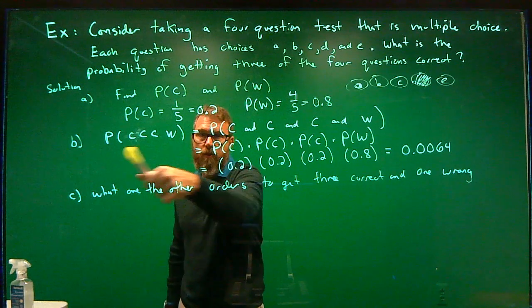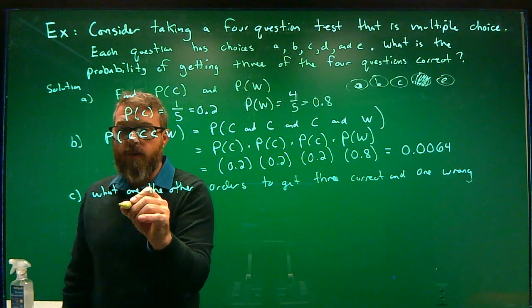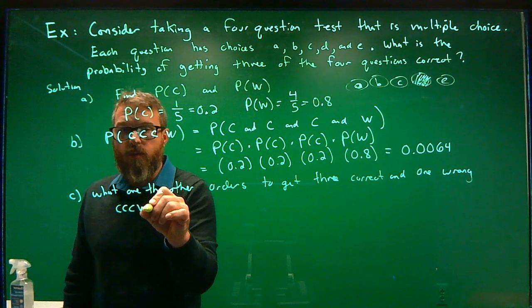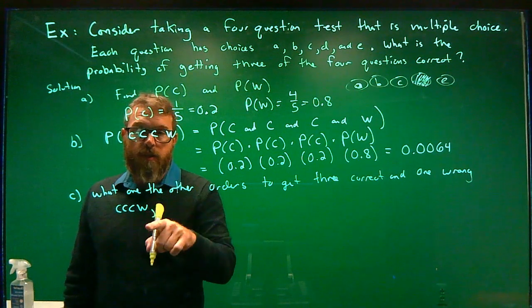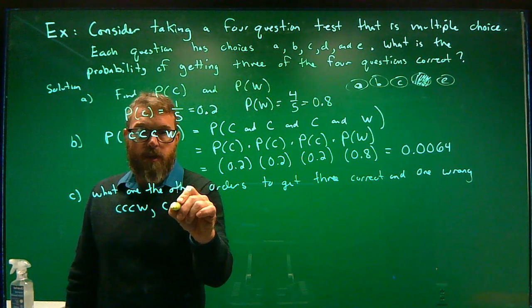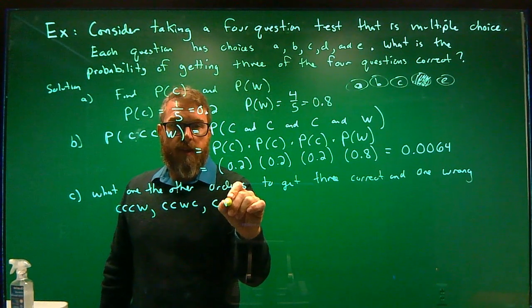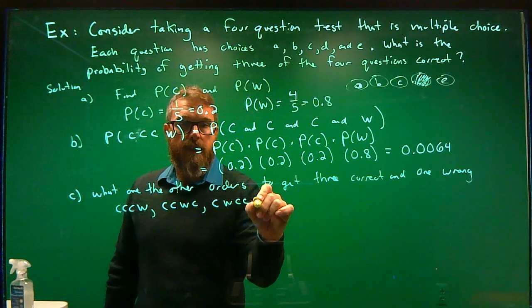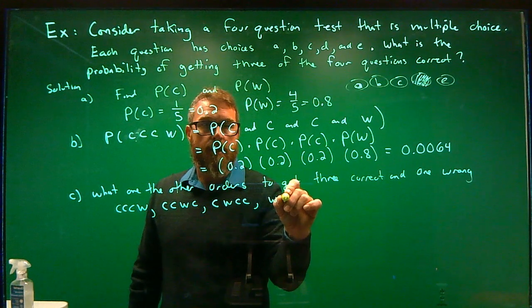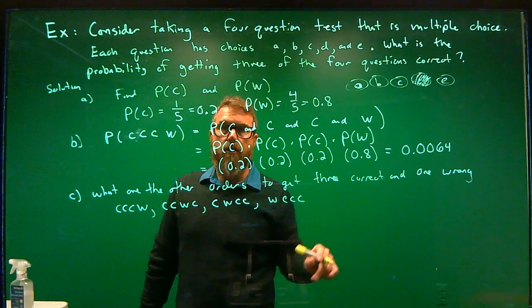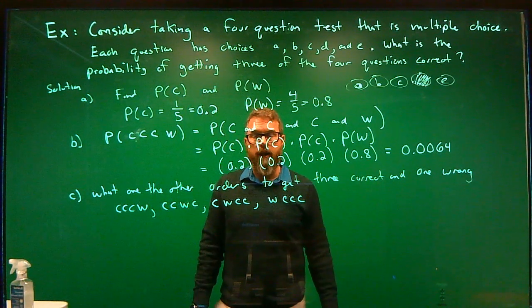So let's start out with what we have here. We know that one way to do this is correct, wrong. Other ways we could do this: I can move the wrong here, so I could do correct, wrong, correct. Or I can move the wrong here, so I can have correct, wrong, correct. And then finally we can have the first one correct and the last one's wrong. So these are the different orders to get correct, wrong.